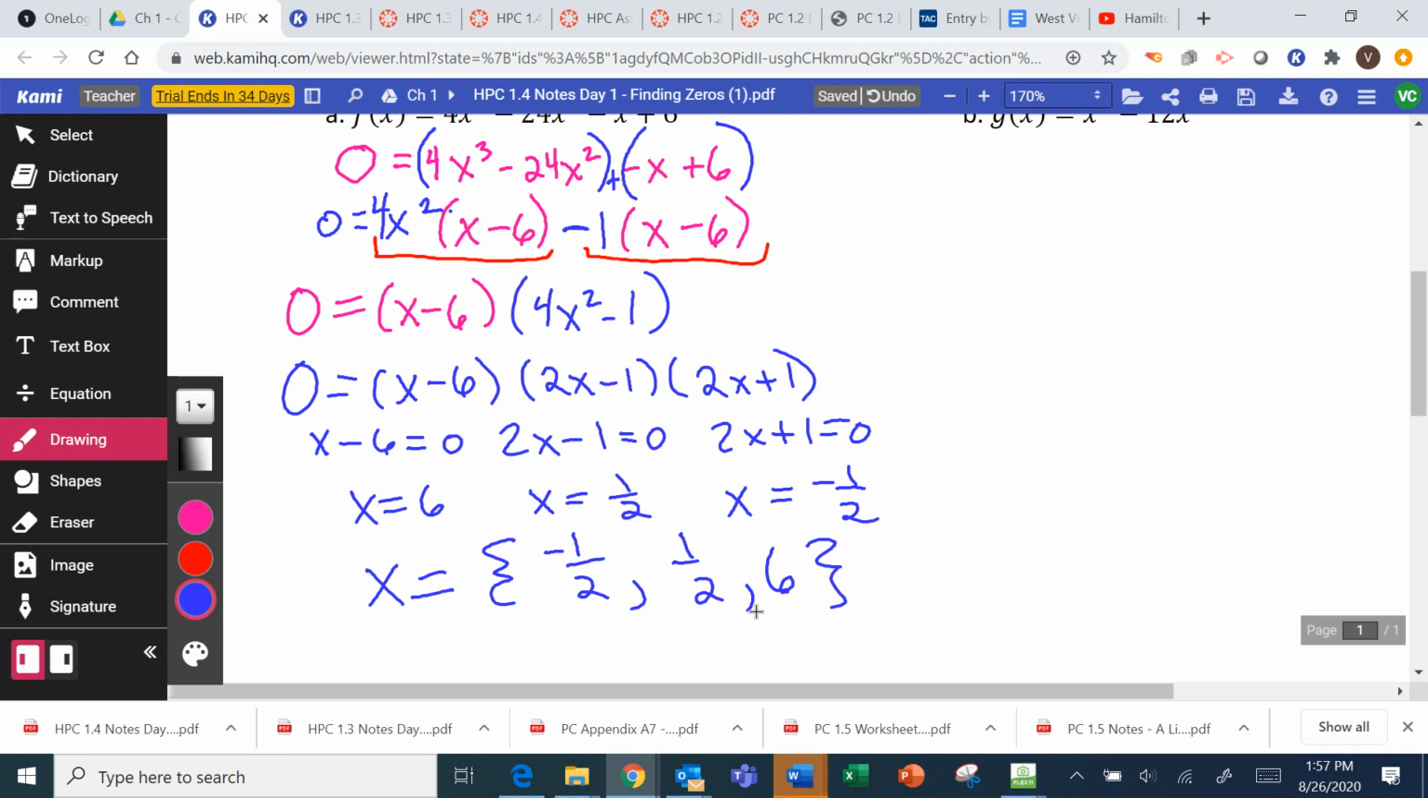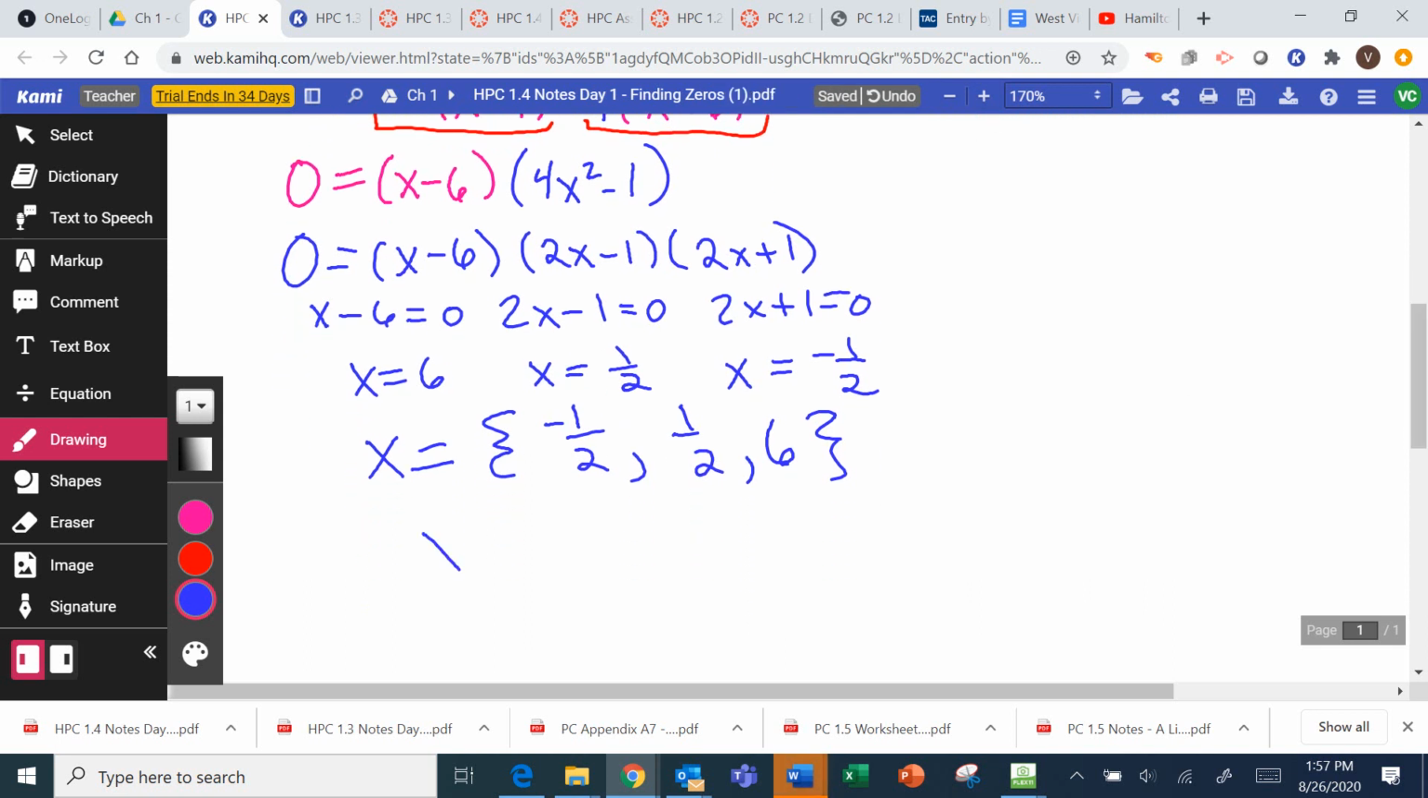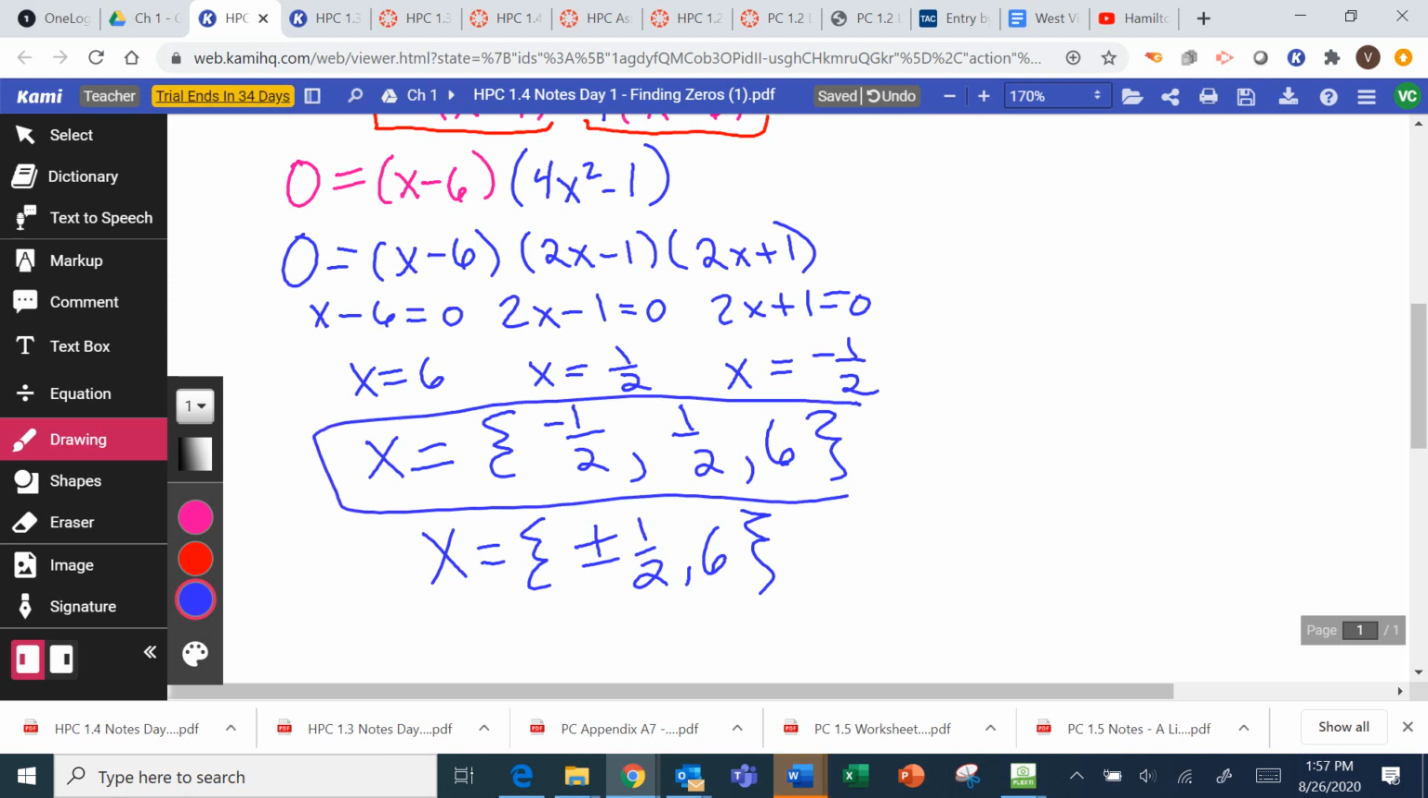Okay? If I were writing it by hand and somebody was just grading what I had on paper, I would probably write this. But Canvas won't check that, so we don't have a plus minus. That's the way you'd have to type it in.